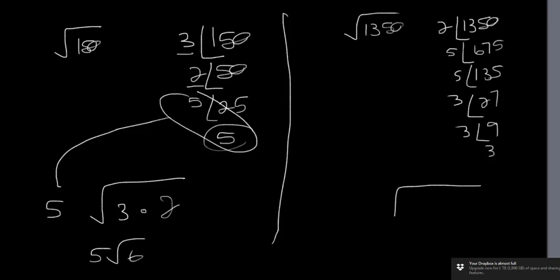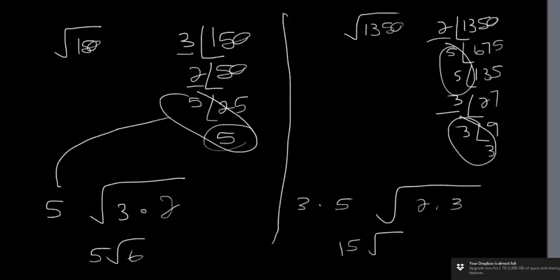So I look to see what repeats. I have a 3 right here, so that can come out once. And I have a set of 5s, so that can come out once. And the 2 and the 3 do not repeat, so they stay on the inside. And my final answer is 15 square roots of 6.